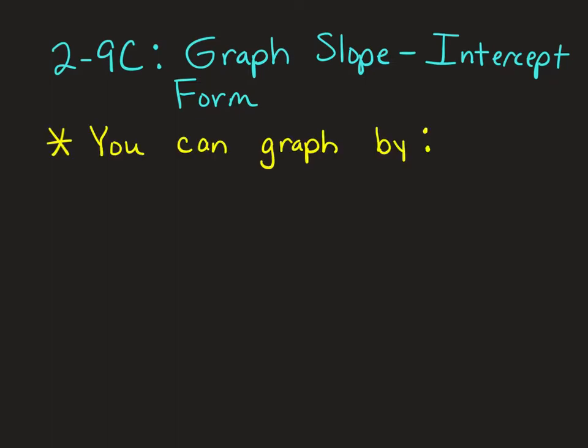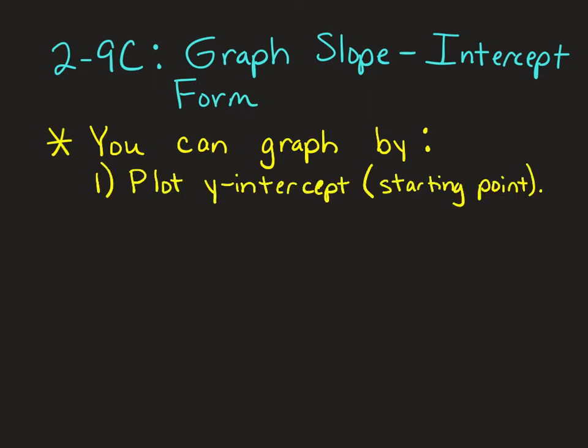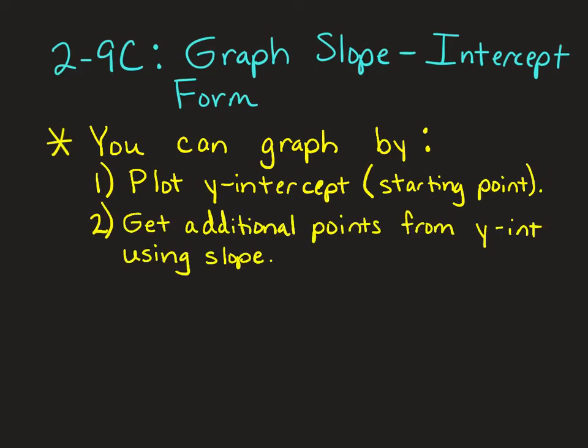You can graph by using 3 steps. First, you can plot your y-intercept. This is your starting point. We also call that an initial value. Second, starting from the y-intercept, you're going to get additional points using slope. Last, draw a line through your points.